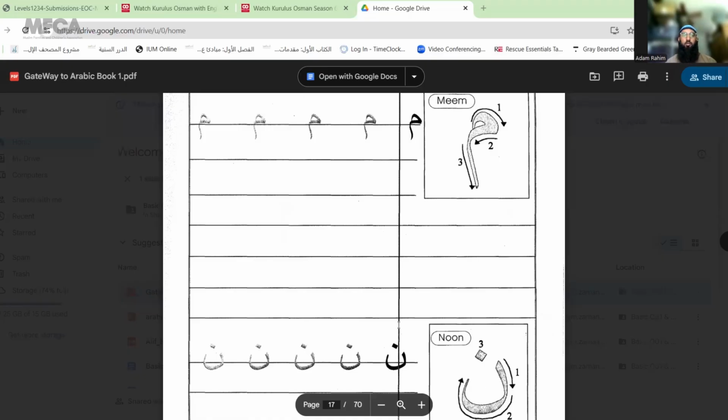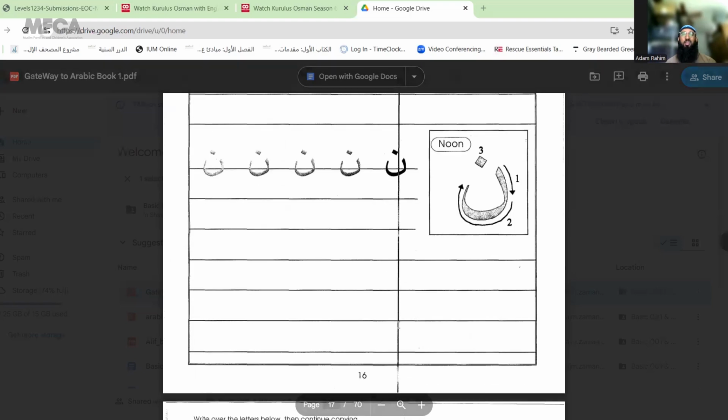Now, the next letter we take a look at, you want to pay attention to this. Sometimes students tend to mix it up with ba, but ba and noon are written completely different, right? They both have single dots. The difference is, if you take a look here, noon has a single dot on top, whereas ba has a single dot on the bottom.